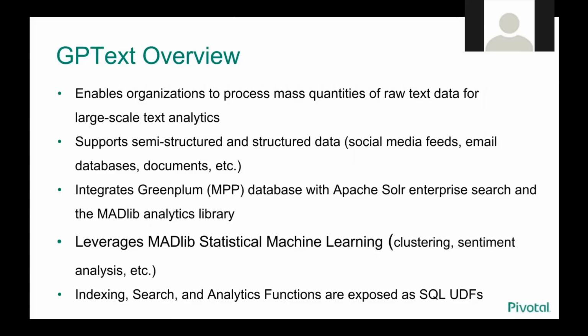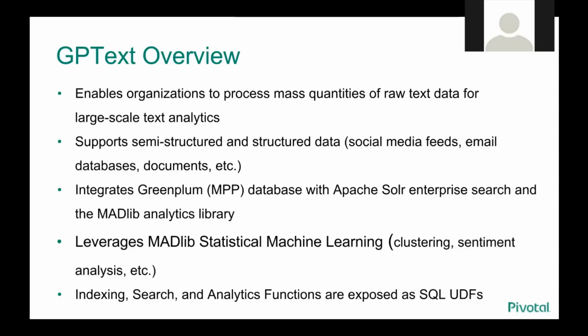And what GPText aims to do is enable organizations to process this mass quantity of raw text data for large-scale text analytics. So basically, we support semi-structured as well as structured data, given social media fields, email databases, raw documents, etc. We want to be able to search through that and join it with whatever other structured fields and metadata might be associated with the document.